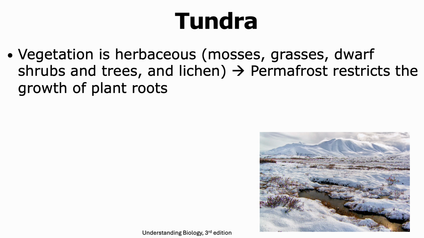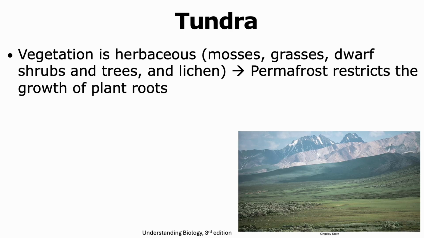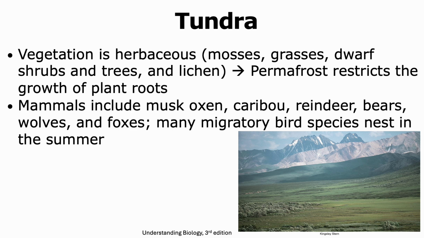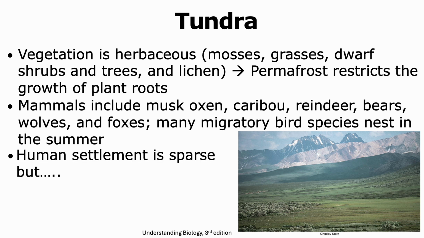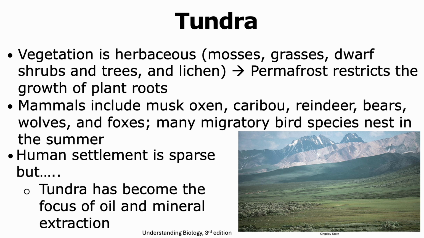The permafrost in the tundra restricts the growth of plant roots. During the winter months, there's not that many plants that grow in general. During the summer months, however, we do see more vegetation, but it tends to be more herbaceous, where we're seeing more of mosses, grasses, dwarf shrubs, and if there are trees, they are quite short, as well as lichen. The mammals that are normally found in the tundra include musk oxen, caribou, reindeers, and many migratory bird species. Human settlement in the tundra is sparse, however, tundra has become the focus of oil and mineral extraction.